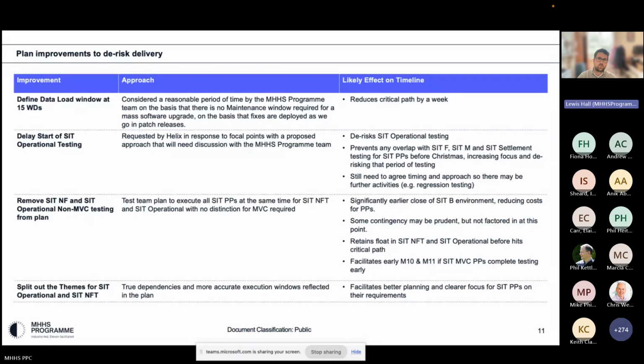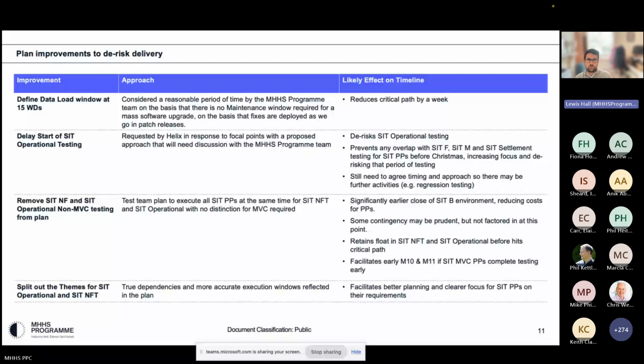Great. And so here are some plan improvements that we're proposing to put in place to help de-risk delivery. I've already touched on the top one, which is the data loading window and increasing that to 15 days. We're proposing a further delay to the start of SIT operational to ensure that we've got all of the information that we need in terms of the service management designs, the scenarios and the test scripts all set out.